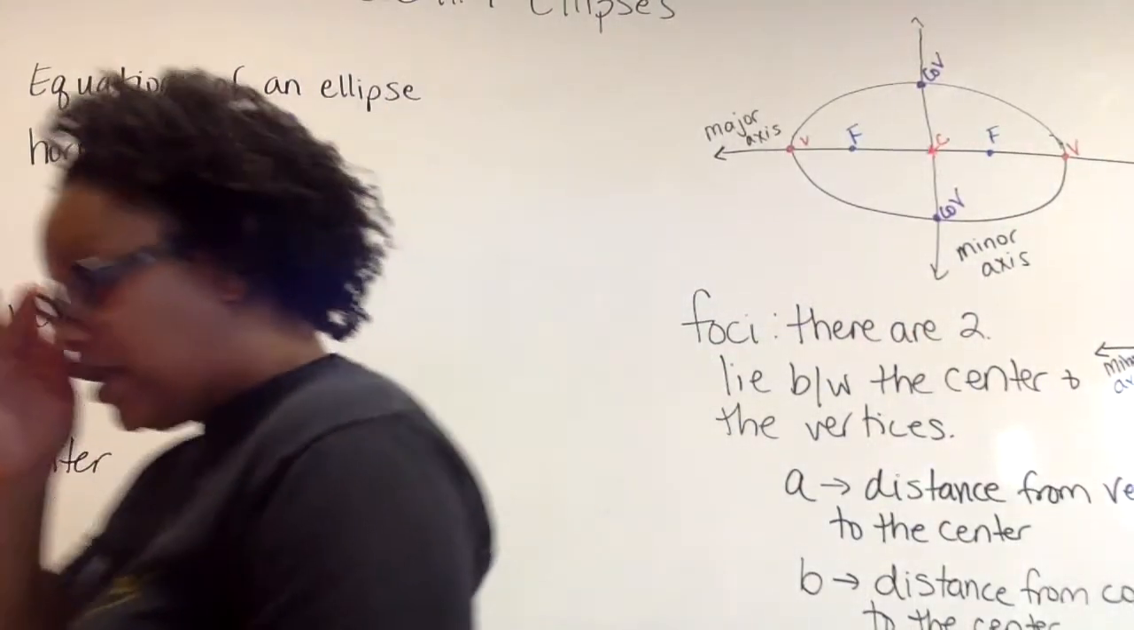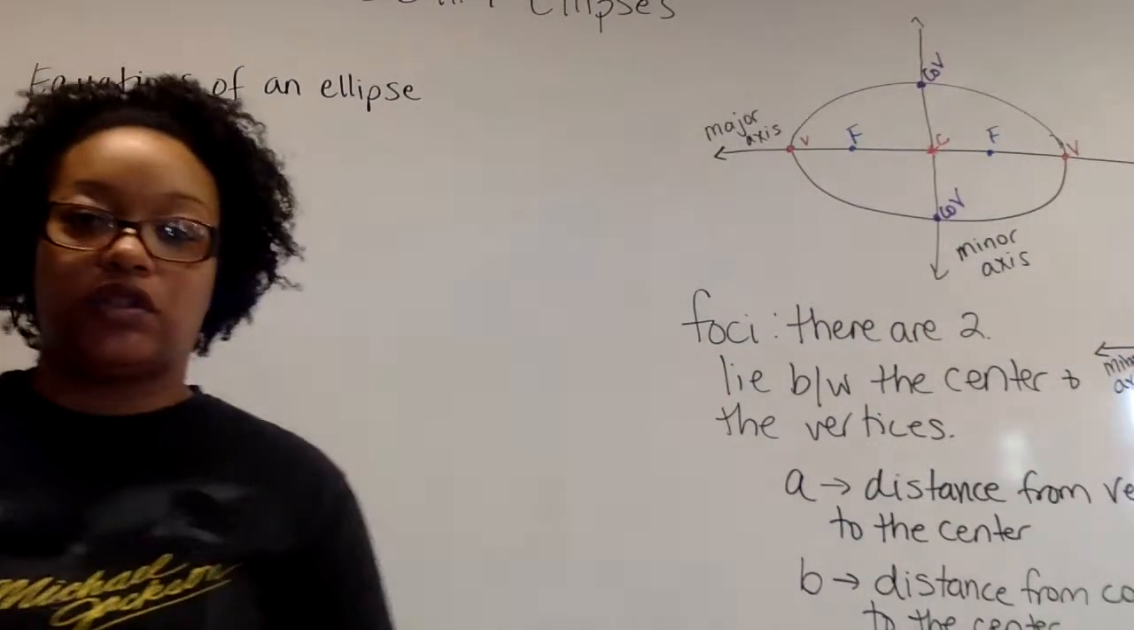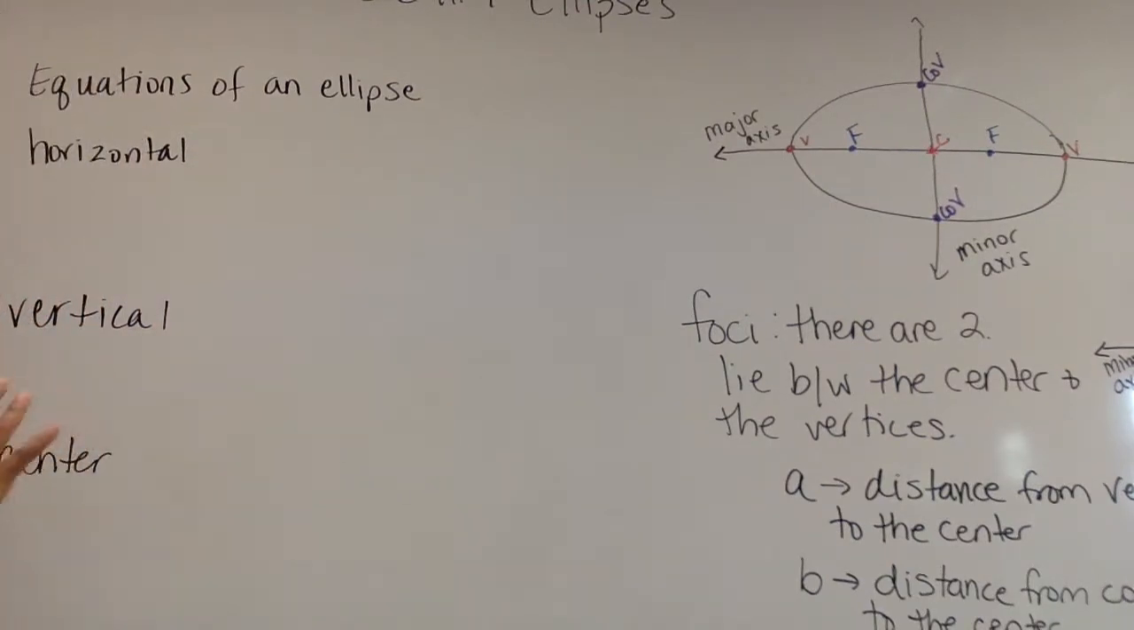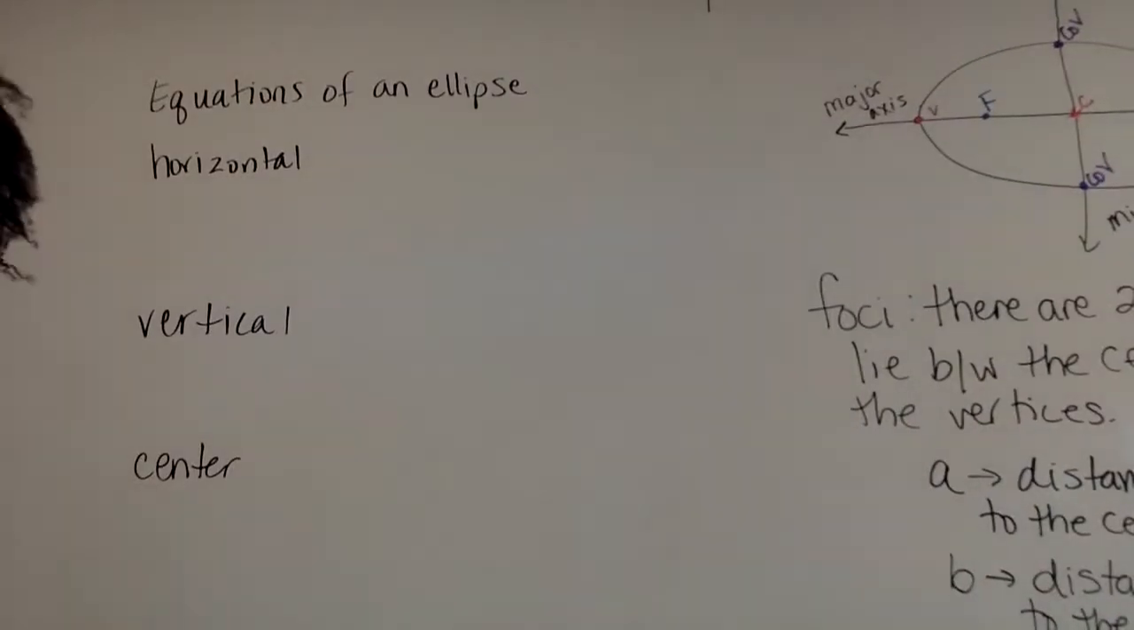All right, so here's where it all comes down to knowing all those parts and knowing your A, B, and C and your distance. Here's where it all comes together, your equations. You are going to have two because you have two different types of ellipses. I think if I said that right, ellipses.